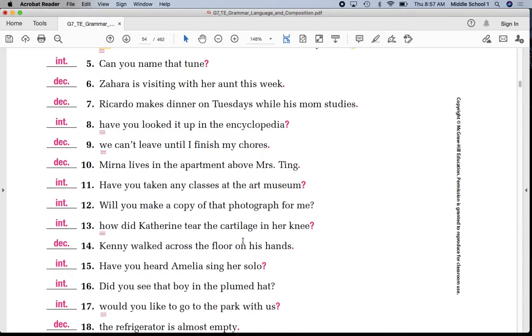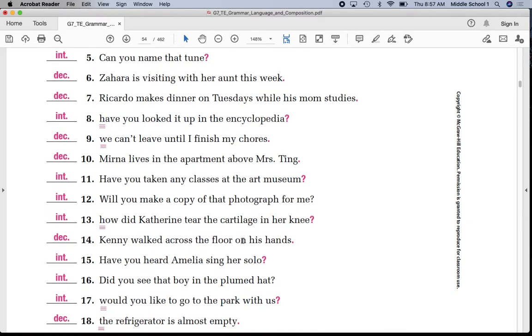I'm going to give you a couple of minutes to continue working down this page. Remember to add the punctuation at the end of the sentence. Underline the beginning as we have done in number 8 and number 9 and number 13, number 17, number 18, and then put interrogative or declarative on the blank.